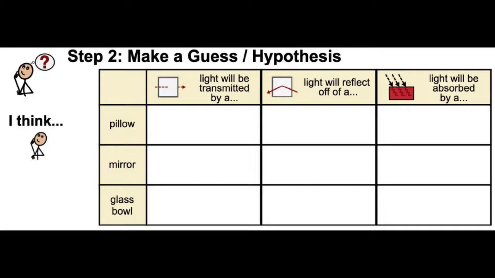Okay, for a glass bowl, do you think that light will be transmitted or go through? Do you think light will be reflected or bounce off? Or do you think light will be absorbed or soaked up into it? Please mark your hypothesis now.